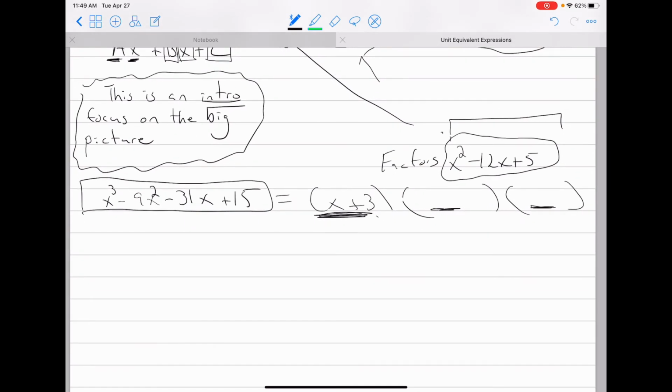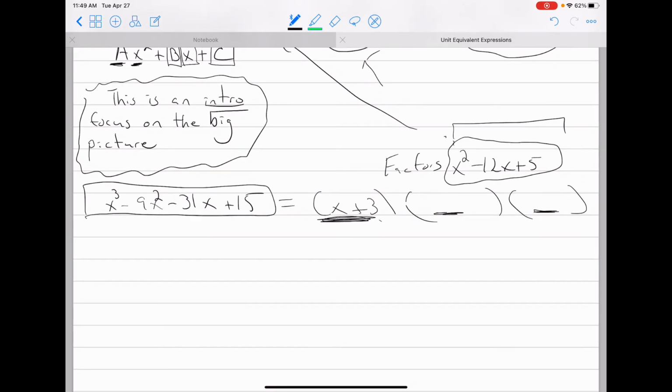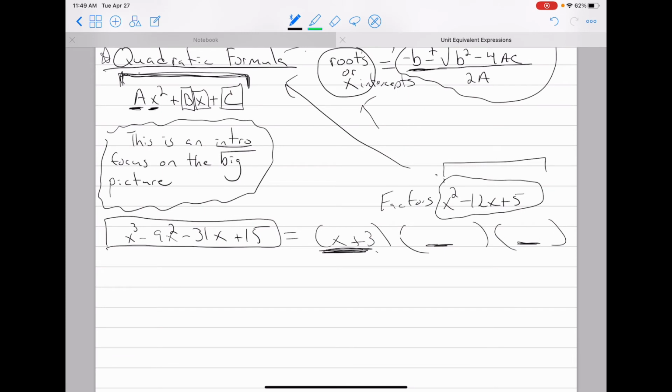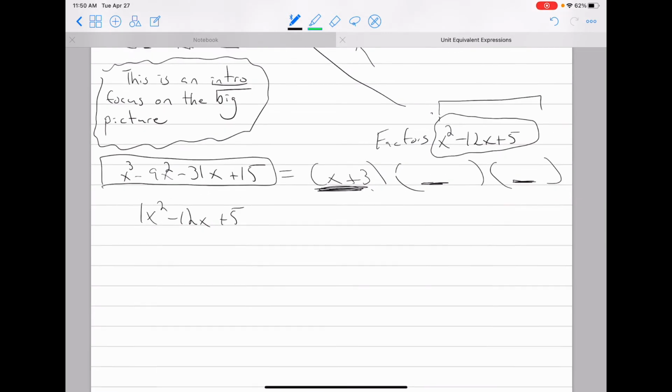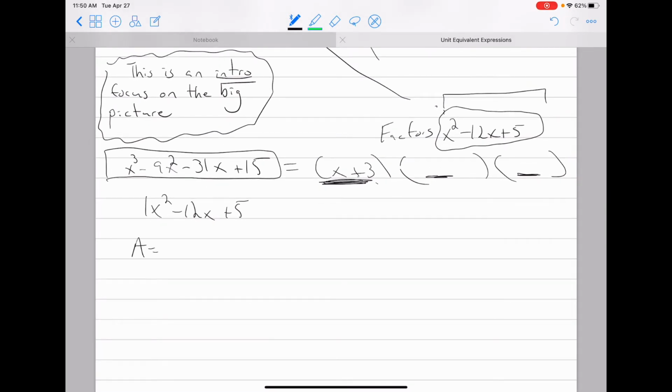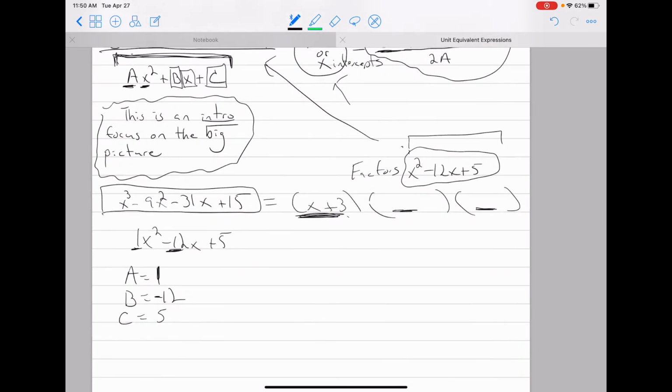All right, so let's see. We need A, B, and C. So I'm going to start to plug stuff in. Here we have 1x squared minus 12x plus 5, right? So A equals 1. B equals negative 12, right? And C equals 5. Now that I know those, I could plug them straight into the quadratic formula.